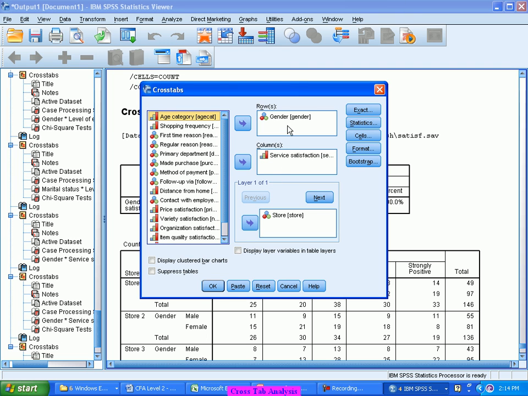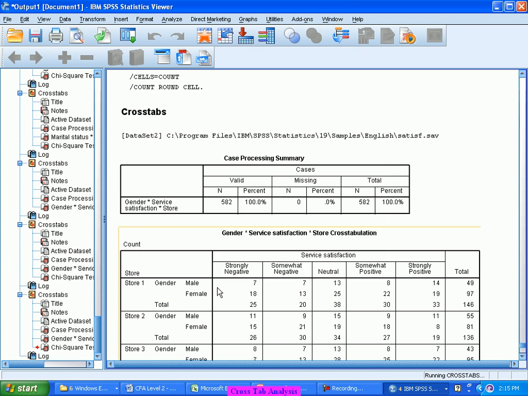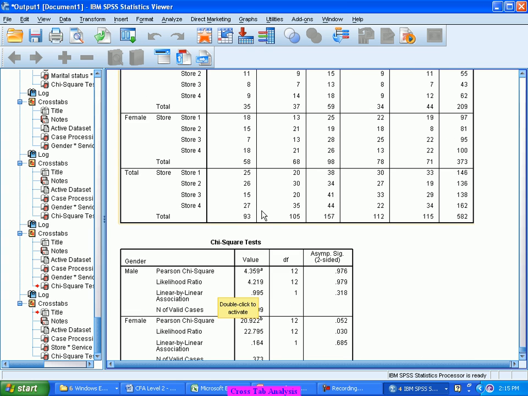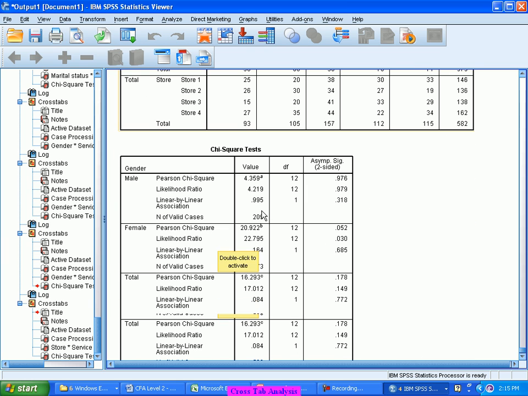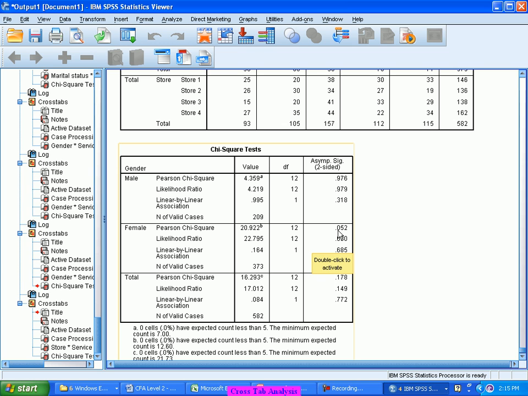I'll not put gender here, I'll put store here. Store wise service satisfaction. Here I will pull gender. I think this is where I was observing earlier. Let me try. Yeah, here you see 0.05. Here it is almost, very close to less than 0.05. It's actually 0.05. Probably that's a border which we are getting.